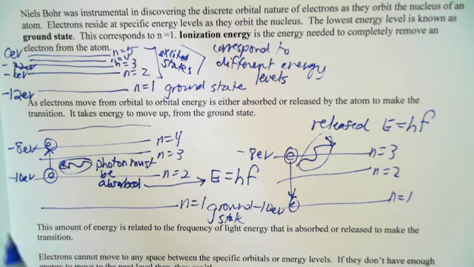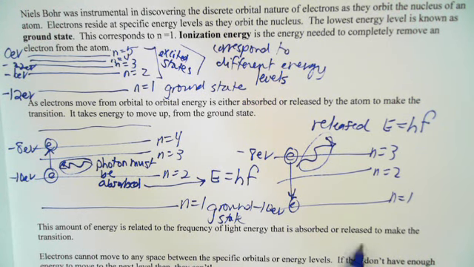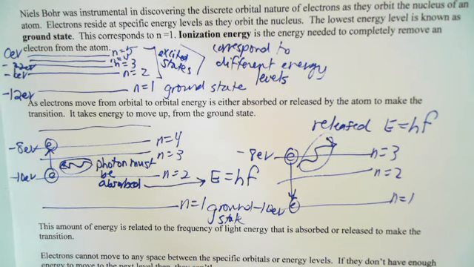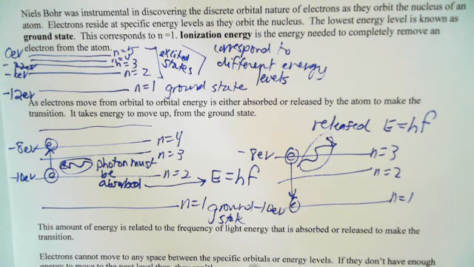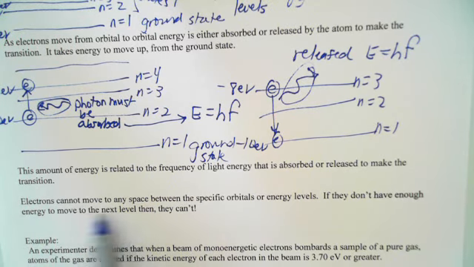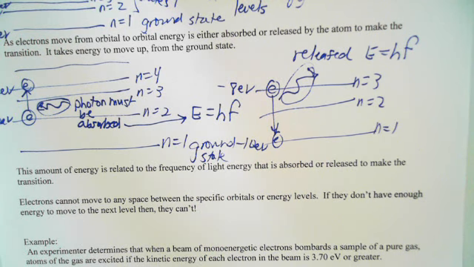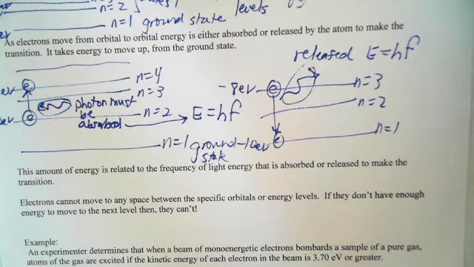So the key here is that this amount of energy is related to the frequency of light energy that is absorbed or released to make the transition. Electrons cannot move to any space between specific orbitals or energy levels. If they don't have enough energy to make the move to the next level, then they can't. They can't go floating in between levels. You have to have a discrete amount. All right, so let's do an example.